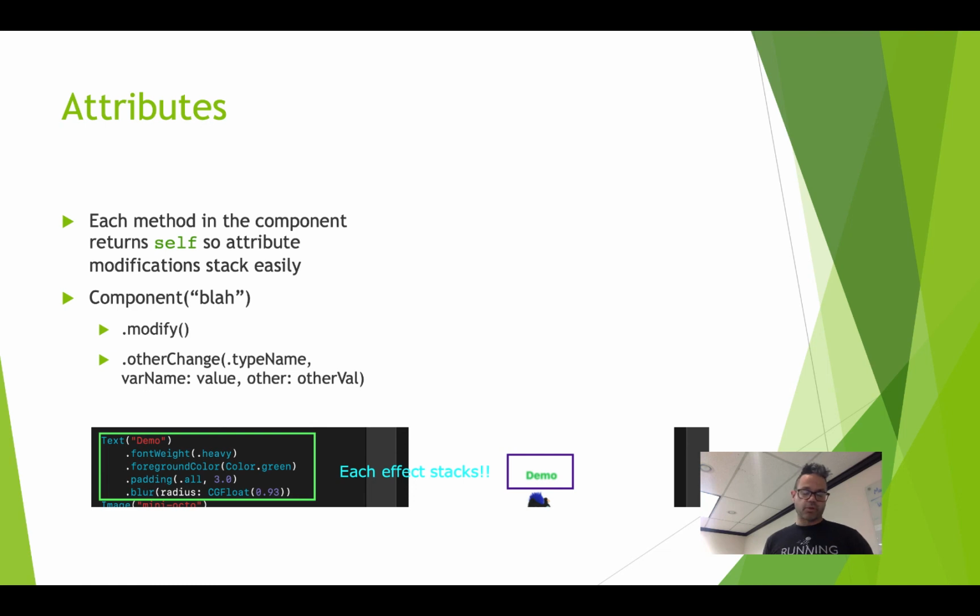We also have the ability to work on attributes. Attributes are how we can actually go through and affect the individual components. So I went through and I added some attributes to the text for demo on this one. As you can see, we have the component name and the initializer, and then we call the modification methods as we go, and they're just a little bit tabbed in on that. And so we have Text demo, fontWeight is set to .heavy, foregroundColor is set to Color.green, padding is set to .all, passing it 3, and a blur radius of 0.93.